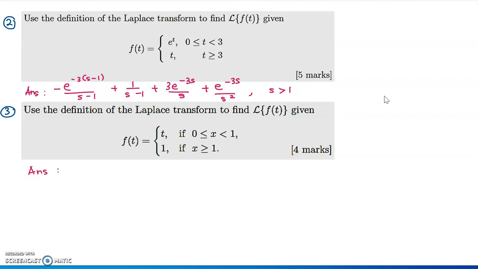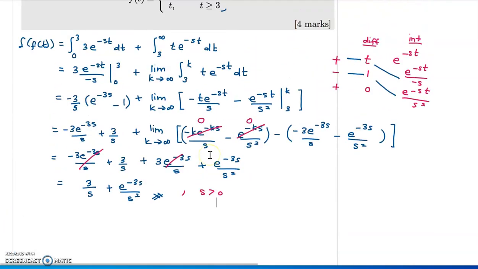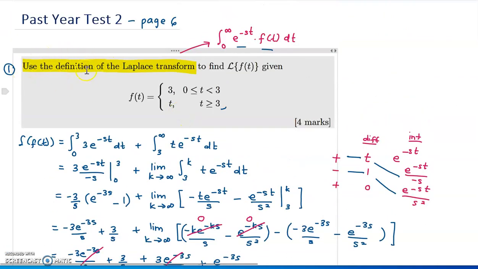For this one, the answer should be 1 over s squared minus e^(-s) over s squared. For this one, s should be greater than 0. For the first problem, s should also be greater than 0. So that's how you solve this kind of problem. Again, look carefully whether the question asks specifically for the definition or not.